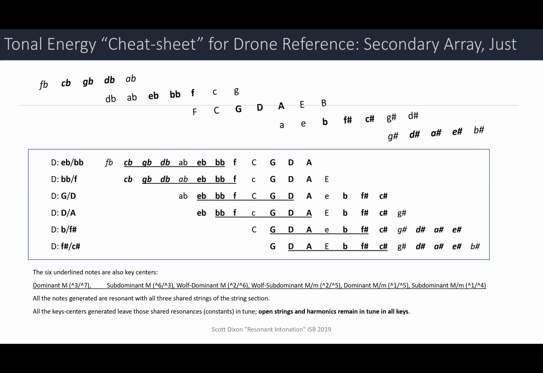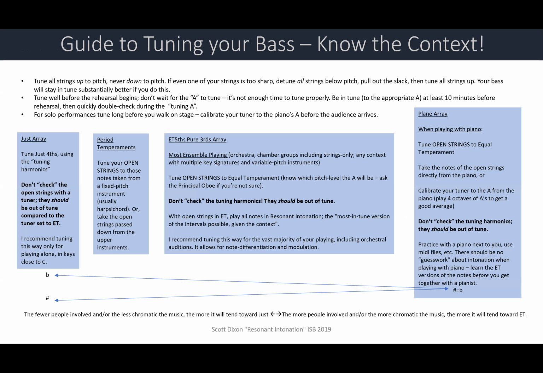Oh yeah, sure. So that very last page, I just put it in there because I see a lot of things happen where, all the time, somebody playing with piano takes the A from the piano and then tunes their tuning harmonics, right? That's going to make three of your strings out of tune with the piano. So just don't do that. Take your open strings from a piano that is in tune, and tune your open strings to the open strings of the piano, and just deal with it. Just accept that your harmonics are going to be out of tune. So don't check the harmonics. Just trust that they're going to be out of tune.